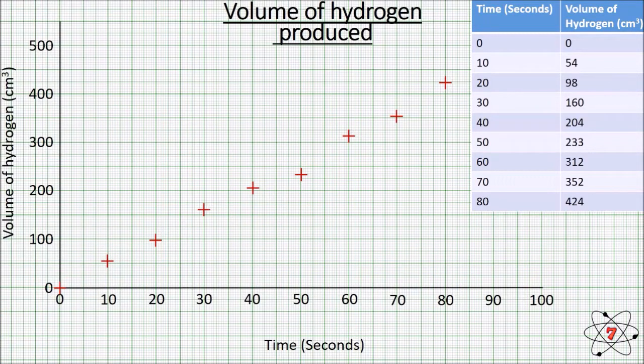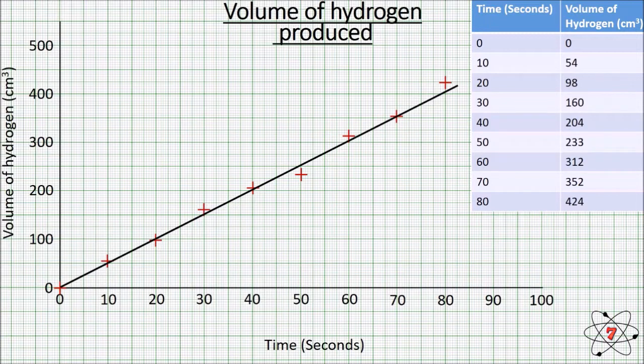The correct way to draw a line of best fit is to draw a line that shows the average trend of the points. This means the line doesn't actually have to go through the first point, it doesn't have to go through the last point, and in fact, it doesn't have to go through any points at all. But we're aiming to have roughly the same number of points above the line and below the line. So for this particular trend, our line of best fit should look like this.